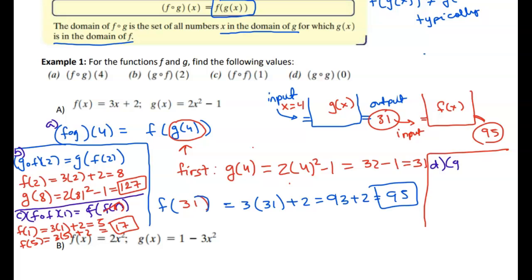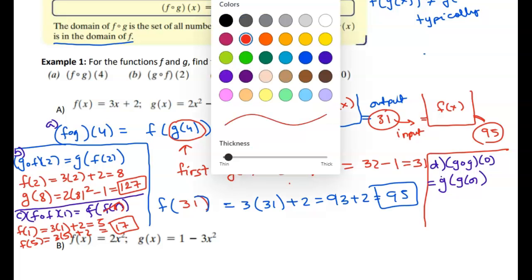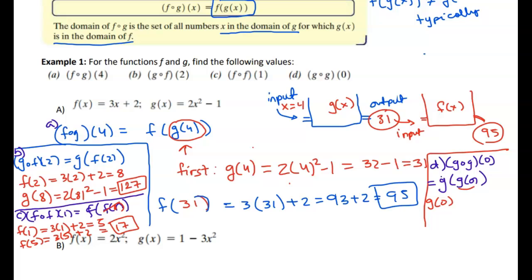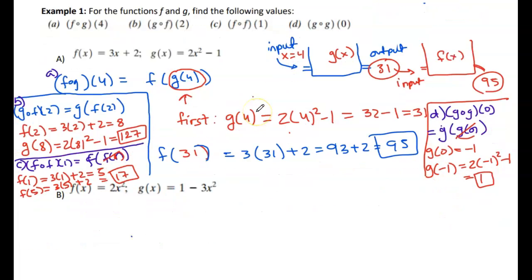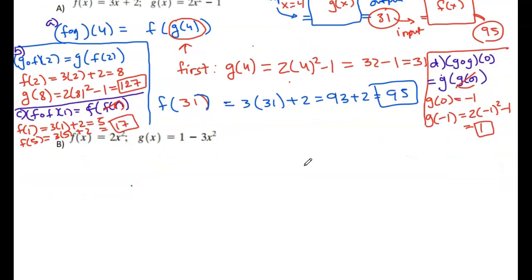g of g of 0. So g of g of 0, we're going to write it g of g of 0. Start with the inside of the parentheses. g of 0 equals, go to the g function, -1. Then take the -1 and replace it into here. So now I need g of -1, which is going to be 2 times -1 squared minus 1. 2 minus 1 equals 1. All right. Cool. All right, so let's do the same ones for these new functions.